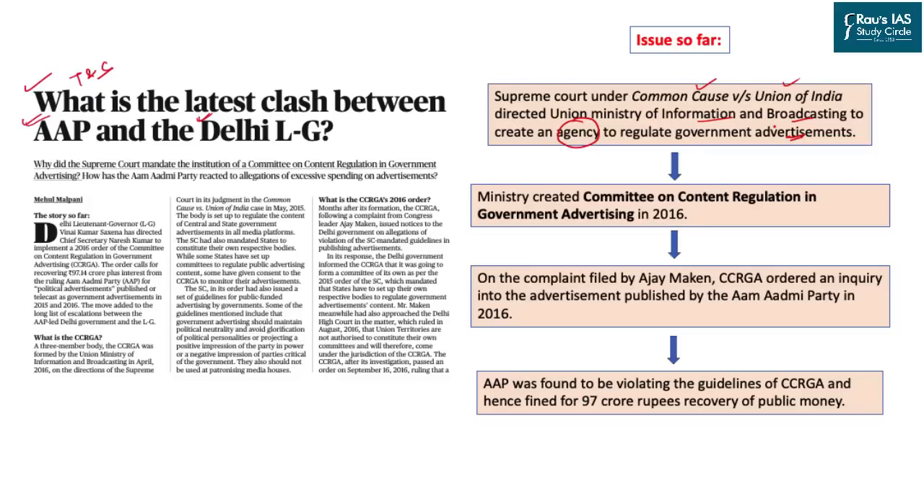Going by that, the Supreme Court ordered the Union Ministry to create an agency or an organization or even a small committee to look into the sanctity of public advertisement. Now, it is argued: what is the need for public advertisement? The reason is very simple. There are certain policy parameters that a government needs to popularize.